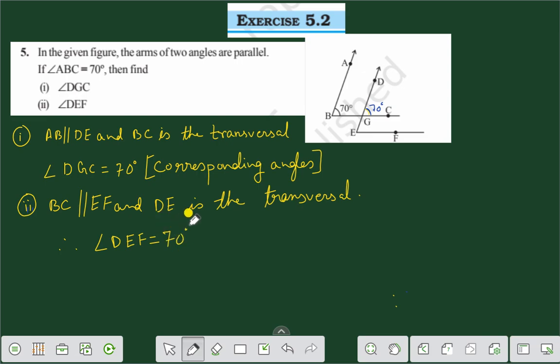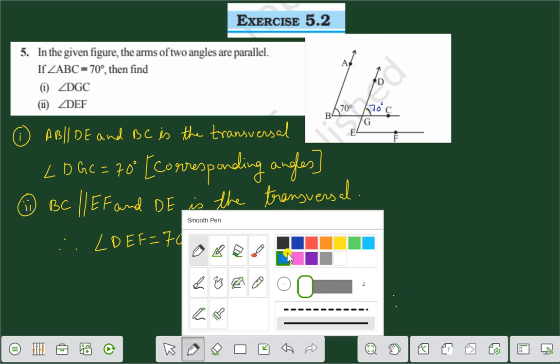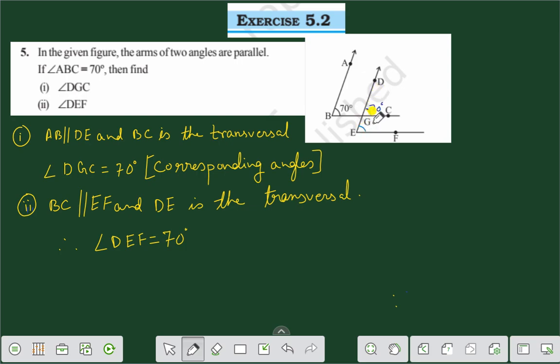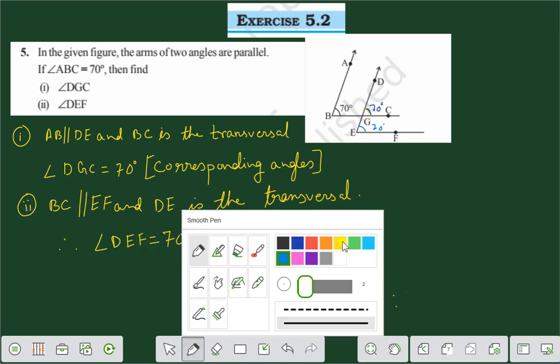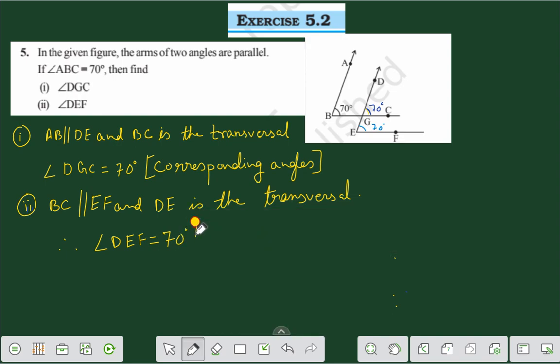Why? Here you see that BC is parallel to EF, and if DE is the transversal, we see here that this angle and this angle are the same because they are corresponding angles. This is also 70 degrees. Therefore, we can say that DEF is equal to 70 degrees because they are corresponding angles.